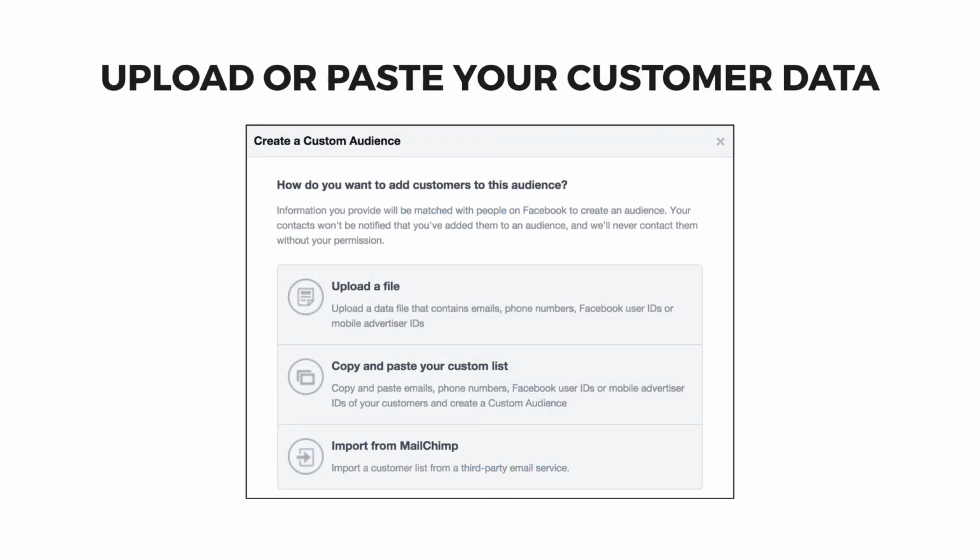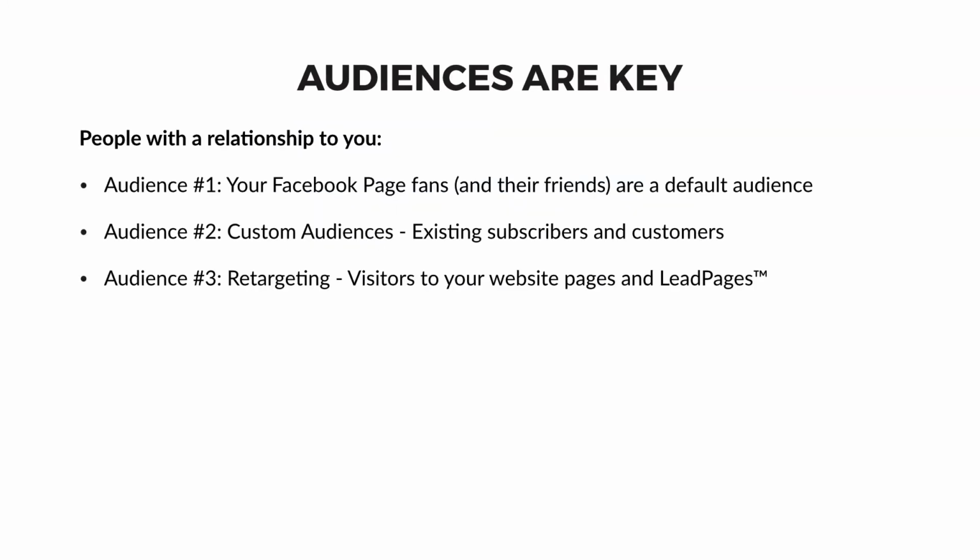Return to your Facebook custom audience creation screen and choose Upload File. You can also paste in contact information you've copied from somewhere else, or import an audience from the MailChimp email service provider. The next audience to create is your retargeting audience.